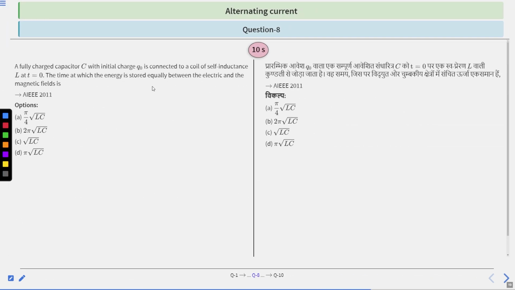Next question. Question 8. A fully charged capacitor C with initial charge Q naught is connected to a coil of self-inductance L at t equal to 0. The time at which the energy is stored equally between the electric and the magnetic field is what? Given options: option A is pi divided by 4 under root LC, option B 2 pi under root LC, option C under root LC, and option D pi under root LC. You have 10 seconds to solve this question. After 10 seconds, we will provide the solution.